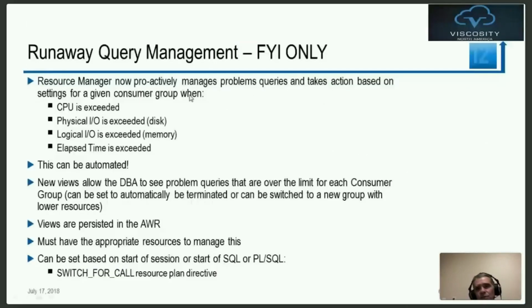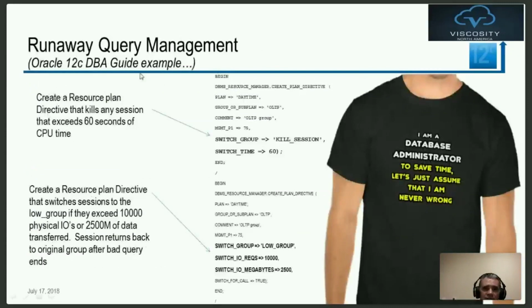Runaway query management should always be there. It's been there since 12cR1. CPU is exceeded, physical I/O is exceeded. I could build a resource plan that says switch the group, kill the session if they're exceeding 60 seconds of CPU, switch the group to some other group that doesn't get as many resources after they exceed a certain amount of I/O. So there's a lot of things that you could do to ensure one query does not kill your system.